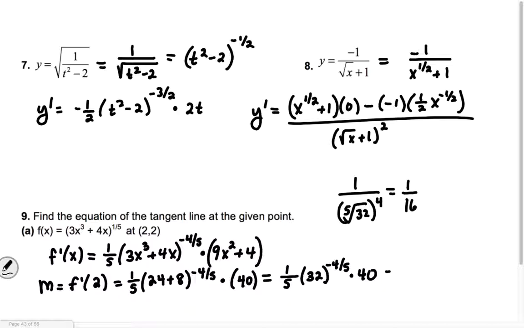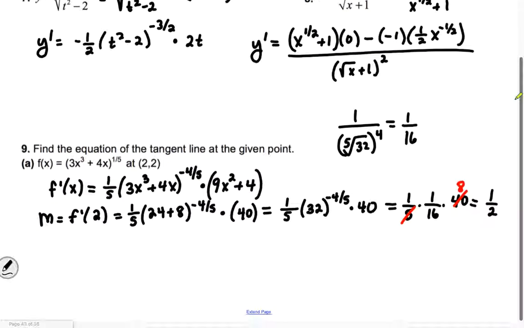So we're going to do 1/5 times 1 over 16 times 40, which does work out to be 1/2. So you can reduce things out, like 5 and 40 make 8. 8 and 16 make 1/2. So that's our slope. So we have y minus y1 equals m times x minus x1.